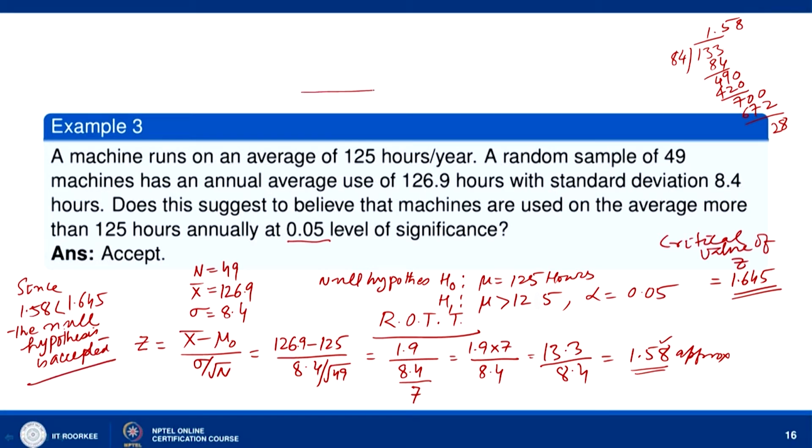Because you can see this is your curve, and we are applying a right-tailed test. So, this area is 0.05, and we have found the critical value of Z as 1.645. So, the critical value of Z is here, 1.645.